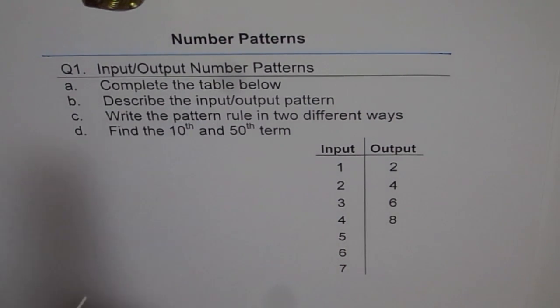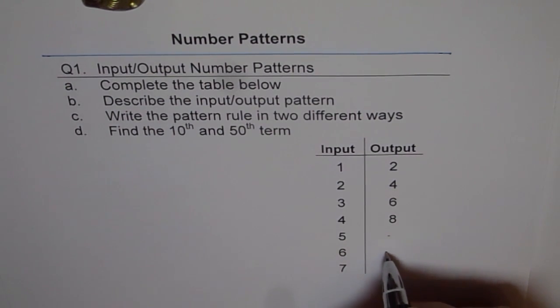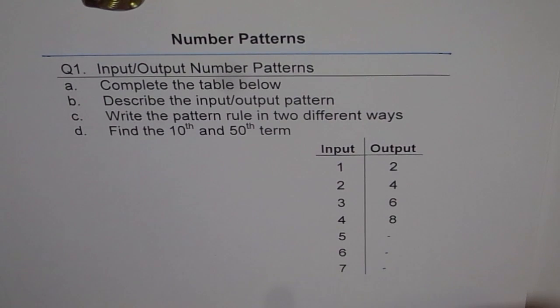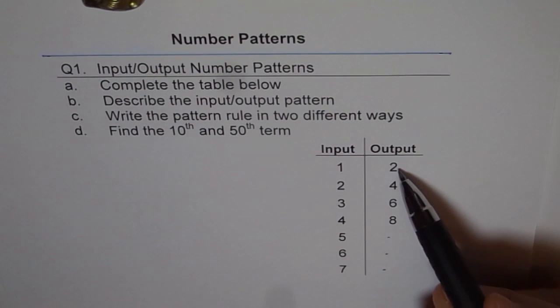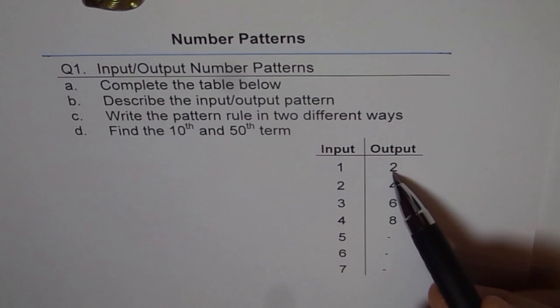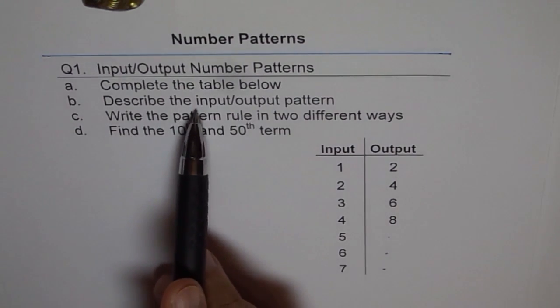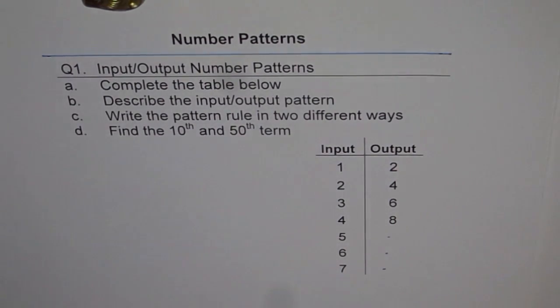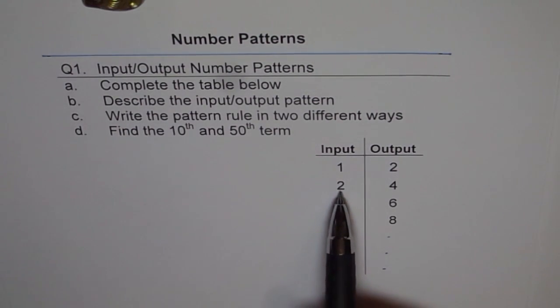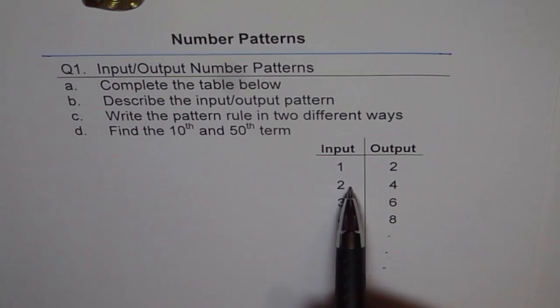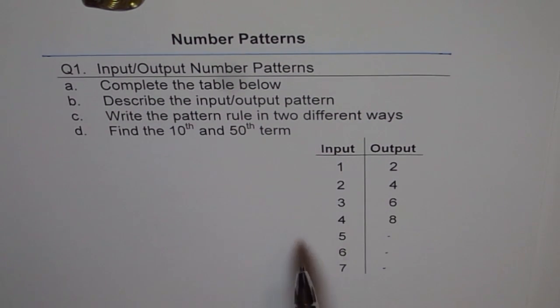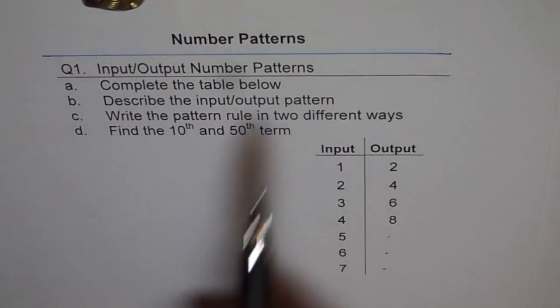A. Complete the table below. So here I have not given these 3 terms which a student can fill in, right? Looking into the patterns. For example, output is going up by 2 each time. 2, 4, 6, 8, 10 and so on, right? Describe the input-output pattern. That is part B. So you have to describe how do you get 4 from 2. Input is 2, output is 4. How are they related? 3 to 6. How is 3 related to 6? This is describe input-output pattern.